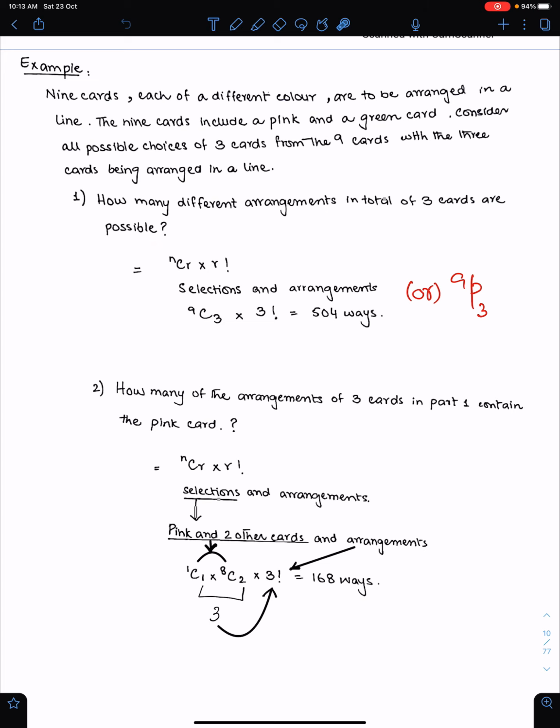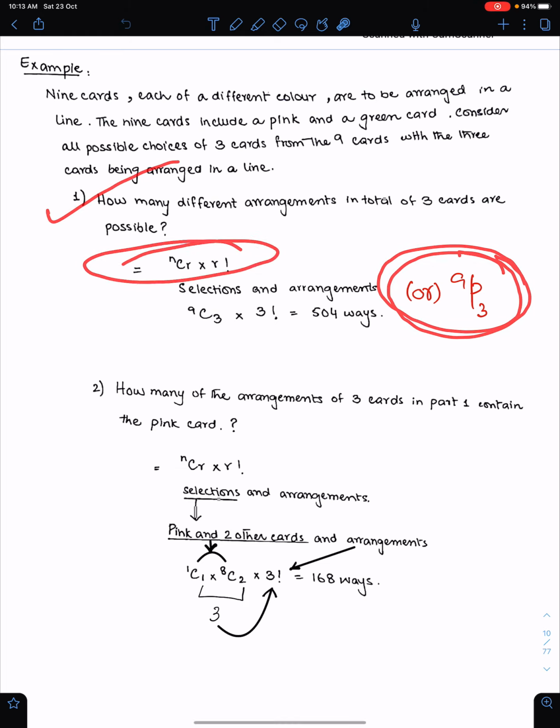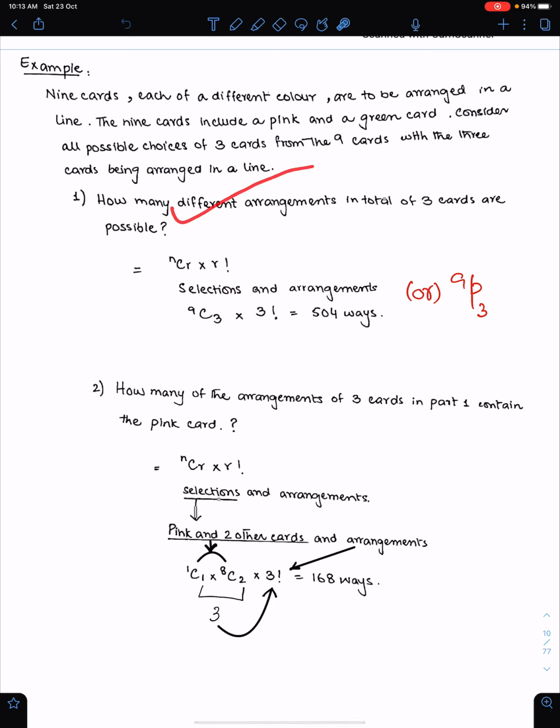So we have to arrange 3 cards out of 9. So the first part is 9P3. The answer of this part is 9P3. And according to this formula, we can write 9C3 into 3 factorial. You can do this part in either way: selections of 3 cards, and arrangement of these 3 cards.